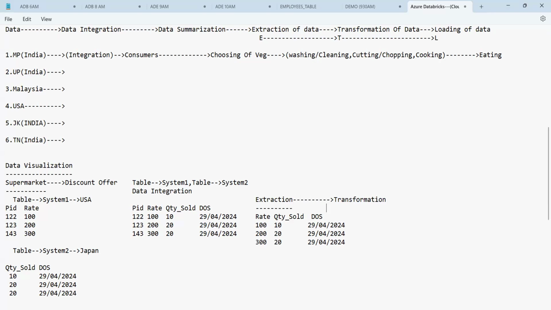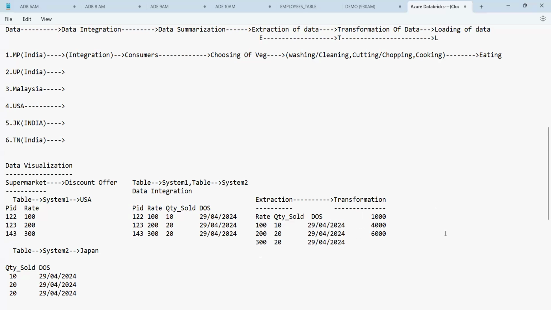In the process of transformation, we will perform some arithmetic calculations. Let us see how. I'm directly performing the calculations, guys. When the product rate is 100 rupees and quantity sold is 10 pieces, what would be the amount? Tell me now. 100 into 10 is 1000. Then 200 into 20 means 4000. 300 into 20 means 6000.